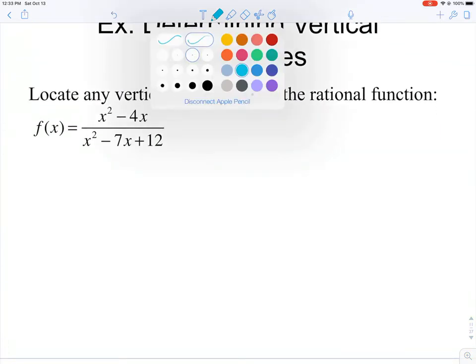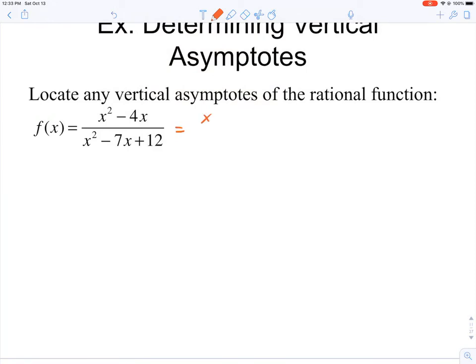Okay, let's look at this guy. You can factor an x out of the numerator.